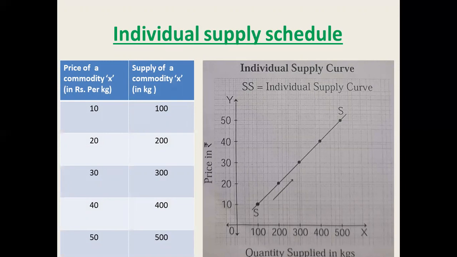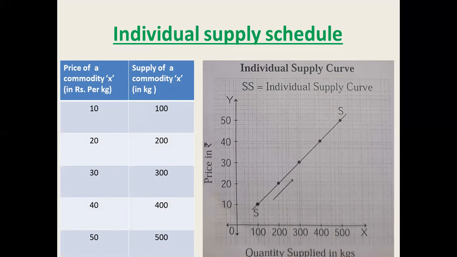See, SS is the supply curve and it's drawn as a straight line, that is, a linear curve. The supply curve slopes upward from left to right. It has a positive slope. That means when the price rises, supply rises. At 50 rupees per kilogram, the highest price, supply is 500 kilograms. So this explains the relationship between price and supply, and it's directly related.